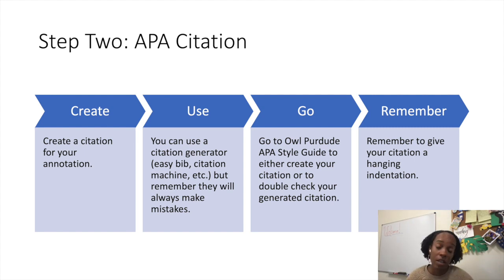And you can double check it by going to sites like the Owl Purdue APA Style Guide. That has examples for all different types of information so you can find the right way to cite your source and double check that citation generated. And then last but not least, remember to give your citation a hanging indentation. Just like a regular bibliography, an annotated bibliography also utilizes hanging indentations.